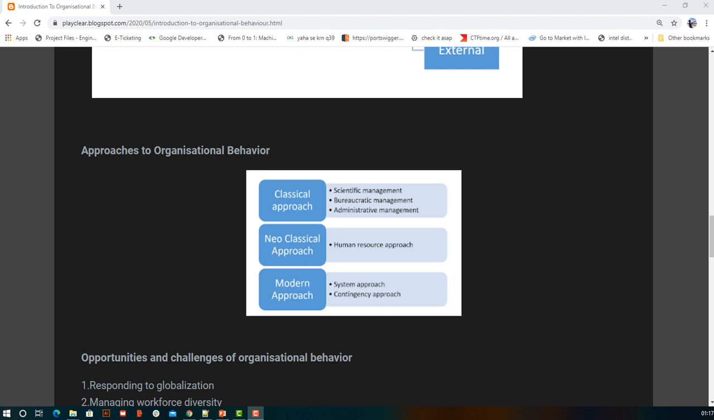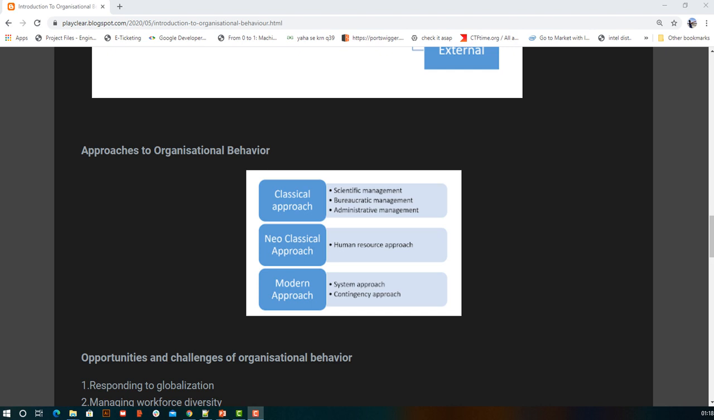Now the final thing is the administrative management. Here the administration itself is saying we have some principles which are proposed by Henry Fayol. Some of the points that come under administrative management are division of work, discipline, unity of command, unity of direction, scalar chain, centralization, and equity. So a complete administrative domain-wise set of terms is given under administrative management. So this was our classical approach.